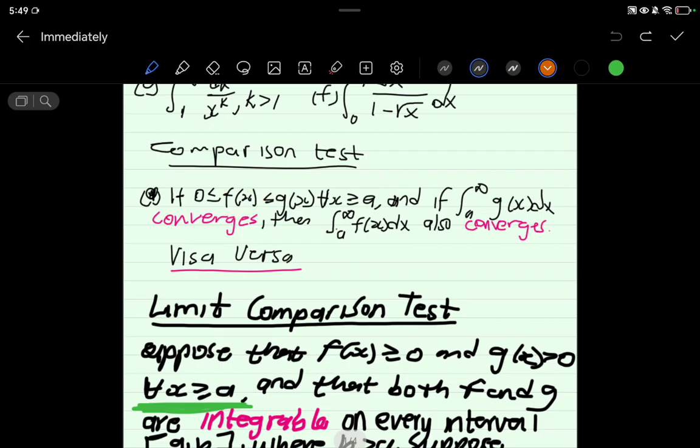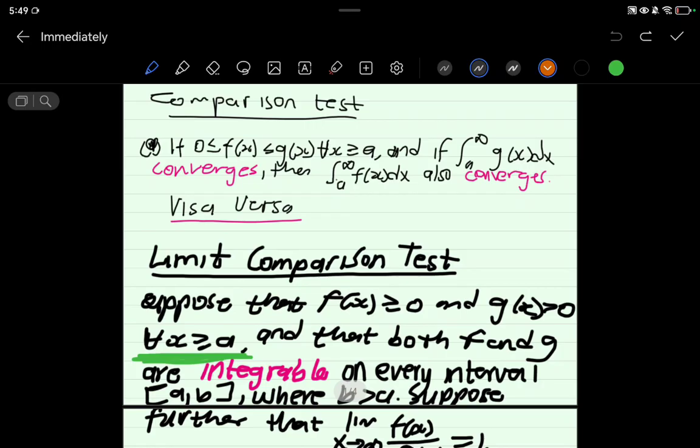So here we're saying that if the integral of g of x converges, then the integral of f of x also converges. So that's how we're going to deduce or conclude. Vice versa, if the integral of g of x diverges, then also the integral of f of x will diverge. Right? That's why I just wrote vice versa.